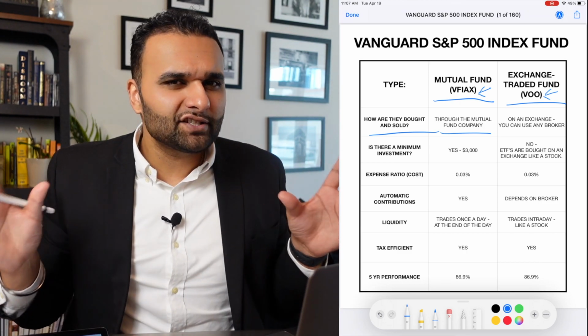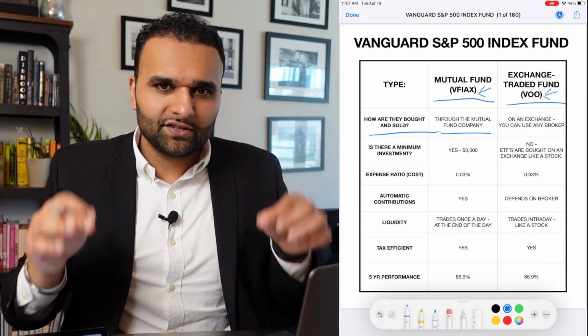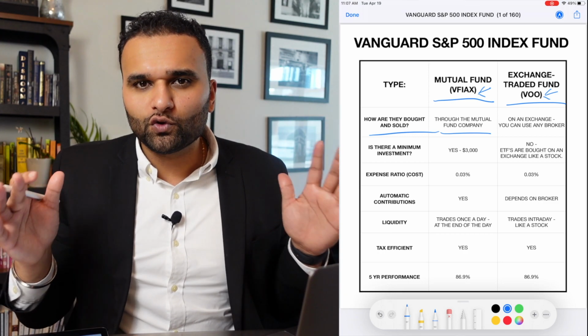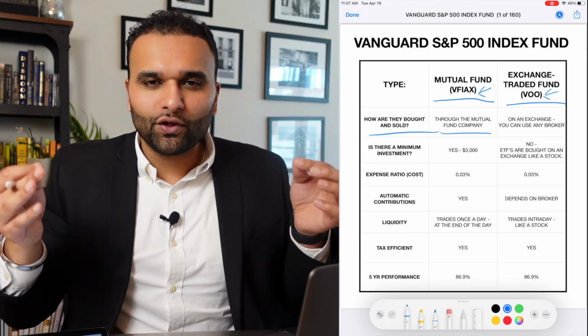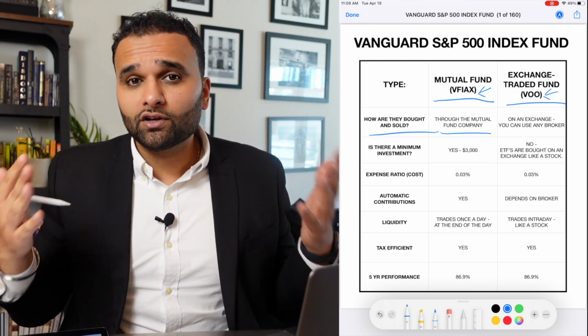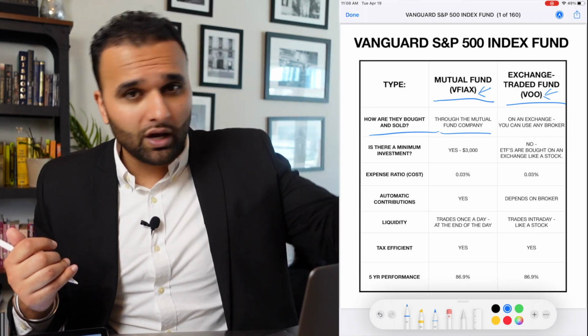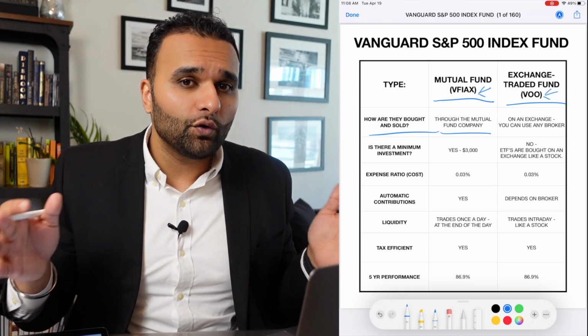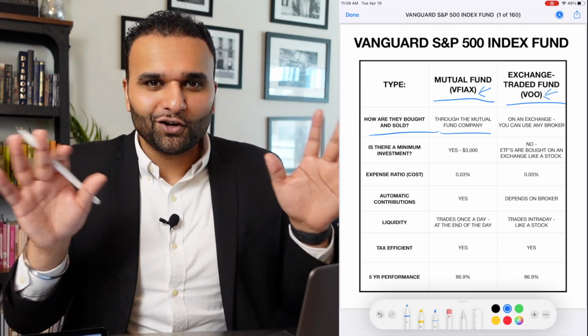And really, this isn't exclusive to Vanguard mutual funds. This rule typically applies to all mutual funds. They are usually only sold through the mutual fund company. So if you wanted to buy a Fidelity mutual fund, you would have to go through Fidelity. And if you wanted to buy a Charles Schwab mutual fund, for instance, you would have to go through Charles Schwab. You guys get the point, so let's move on.